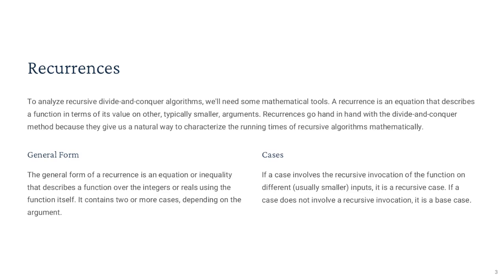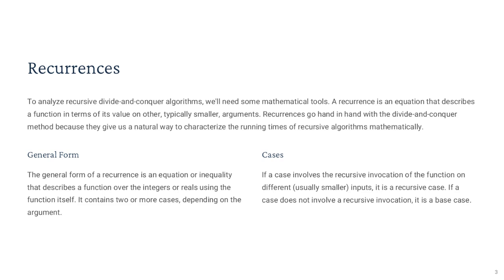To understand divide and conquer algorithms, analyzing their recurrences is essential. A recurrence describes the behavior of a function based on smaller inputs. For example, the recurrence T(n) = 2T(n/2) + Θ(n) represents the merge sort algorithm's running time.